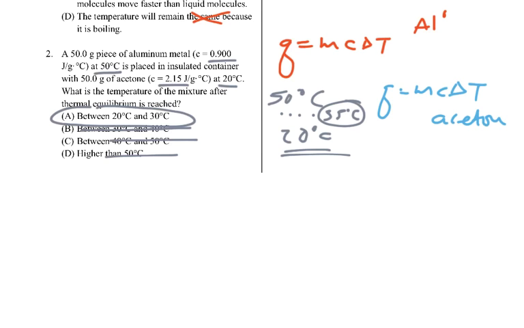Now you can go back and calculate the whole thing. You take Q equals mc delta T, Q equals mc delta T. Put in the masses for both, put in the specific heats for both. And remember, the delta T's would be X minus 50 degrees, and this one here would be X minus 20 degrees. And then you can calculate and find out that it is going to be between 20 and 30. But you don't need to.